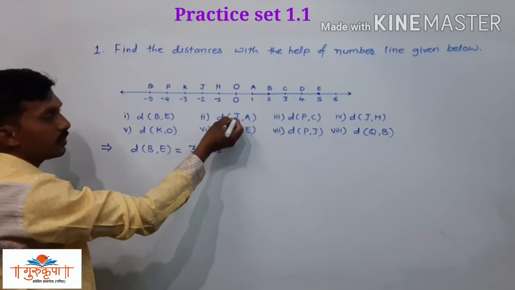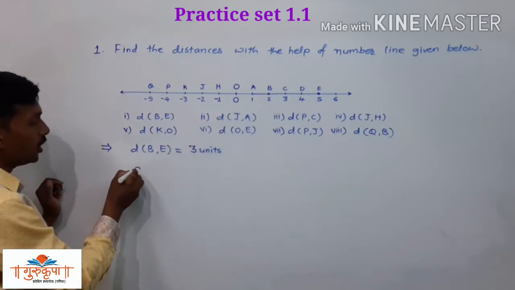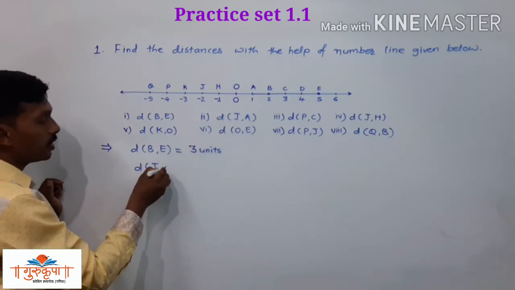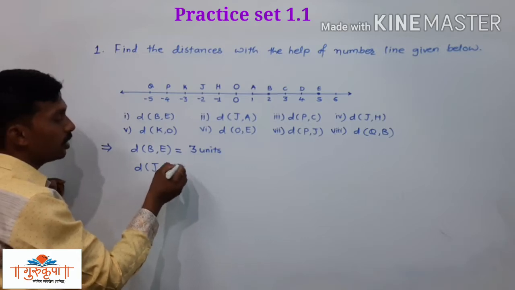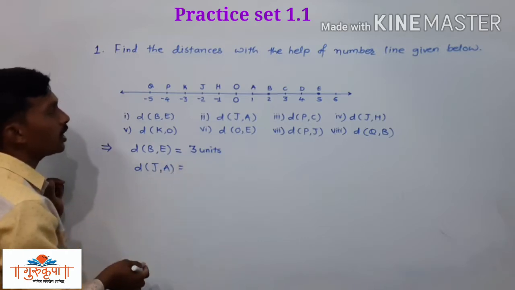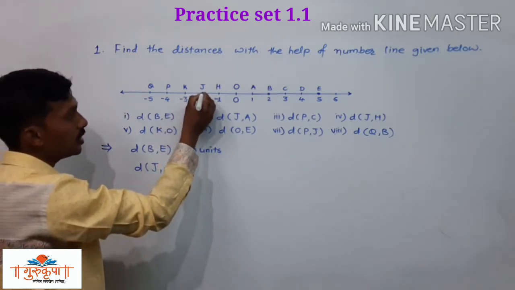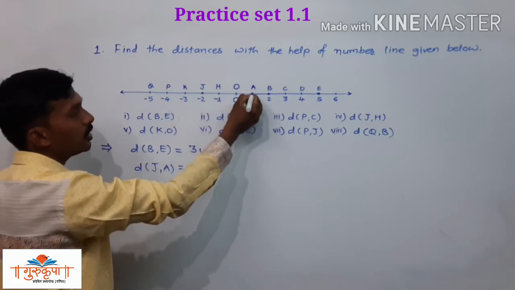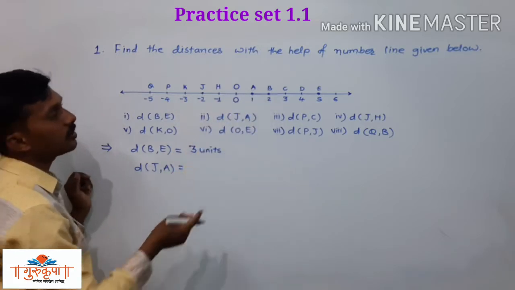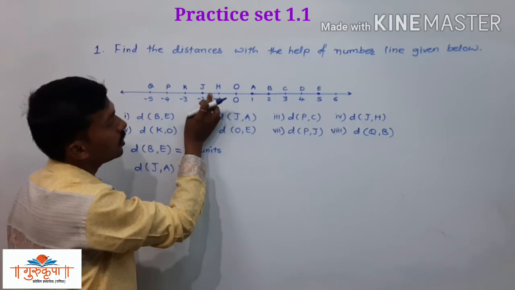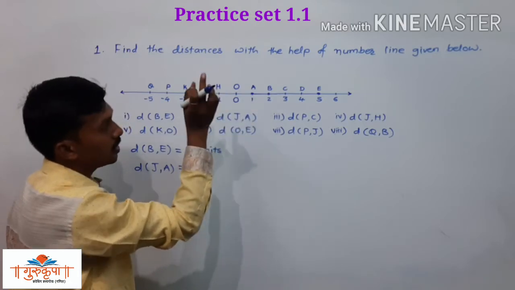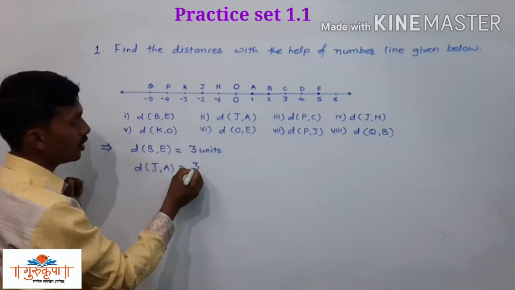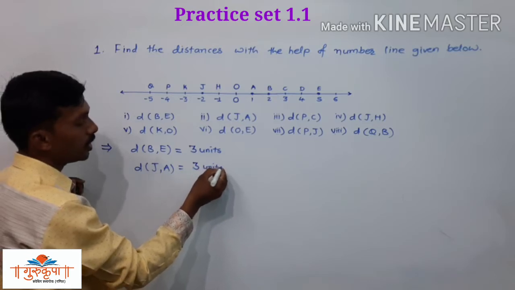Then the second distance we have to find is distance JA. Now see both the points on the number line. Point J is here, point A is here, and now calculate the distance between J and A. Here we have 1, 2 and 3 units. So distance JA is equal to 3 units again.